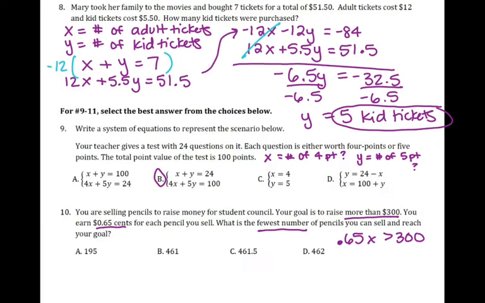So I'm going to set that up as an inequality. I can continue to solve for x, so I can divide both sides by 0.65, and then I end up with x is greater than 462. So that would be the fewest number of pencils that we can sell in order to reach our goal of $300. So the answer for that is going to be letter D.